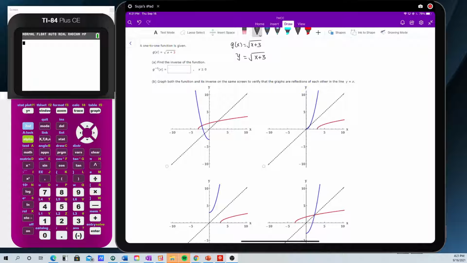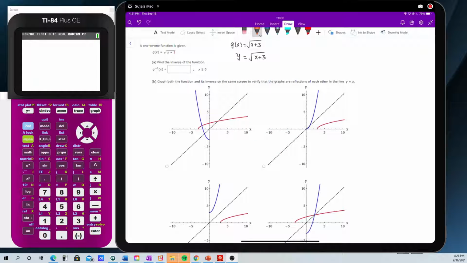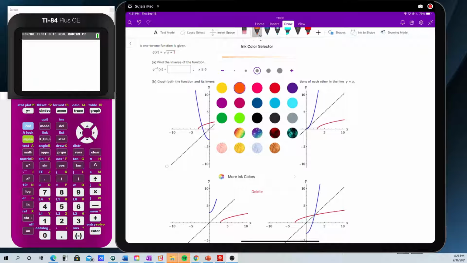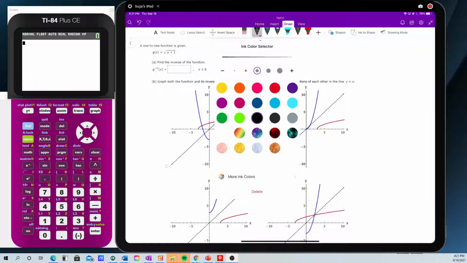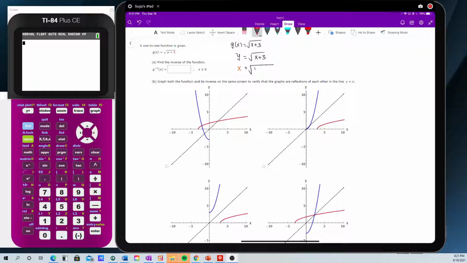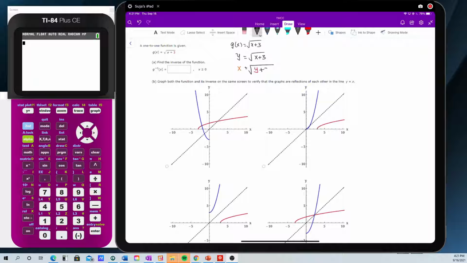Then I'm going to interchange x and y. So wherever I have y, I'm going to put x, and wherever I have x, I'm going to use y. So x equals square root of y plus 3. Now I need to solve for this implicit variable y.